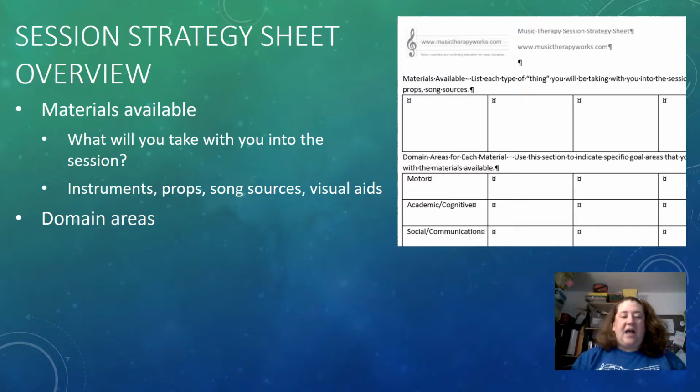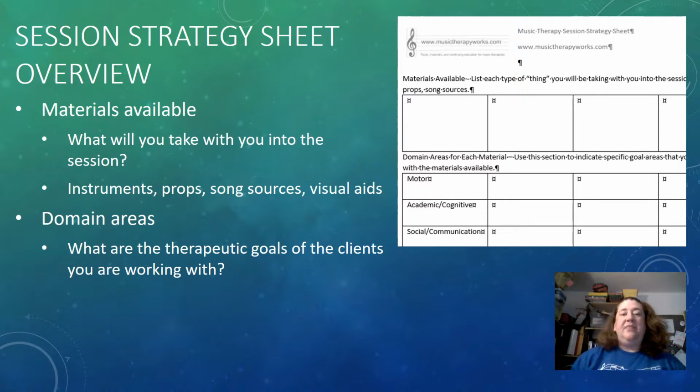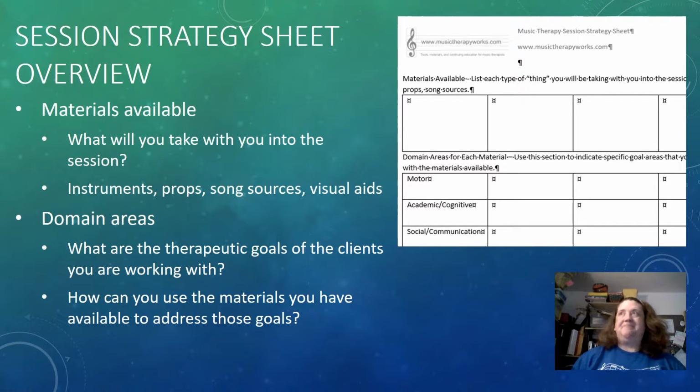The second information here is the domain areas. And this is specifically goal areas that you can address with the materials available. So this is where the client aspect comes in. Let's say that you have a client who has a motor goal that includes crossing midline, and you are taking in, I forgot what I said at the beginning, paddle drums. So how are you going to use the paddle drums to address crossing midline?